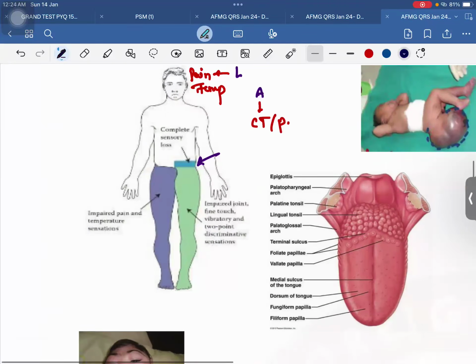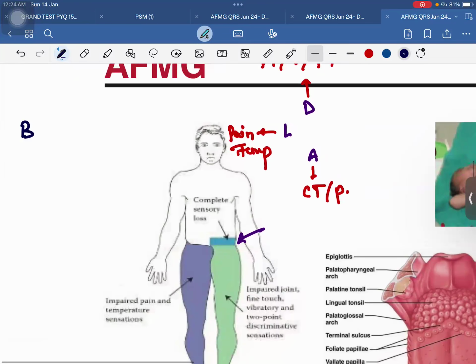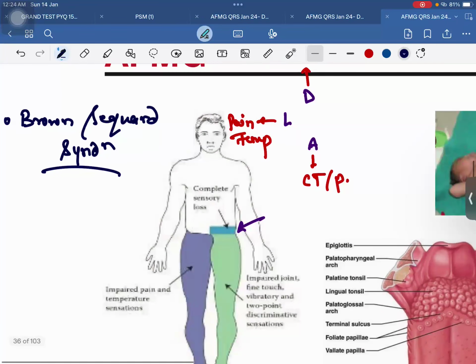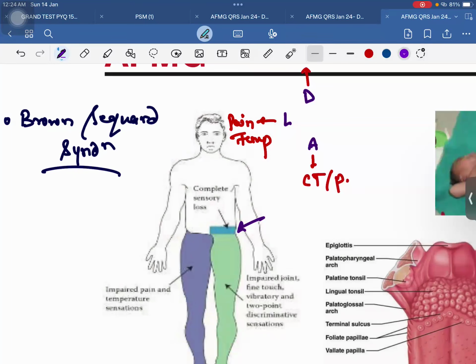Now, if I say there is damage to half of the spinal cord, beta, this condition is known as hemisection of the spinal cord, also known as Brown-Sequard syndrome. In this condition, the spinal cord is going to get damaged, right? And as it gets damaged, which columns will be affected? Mainly the lateral and the dorsal column.